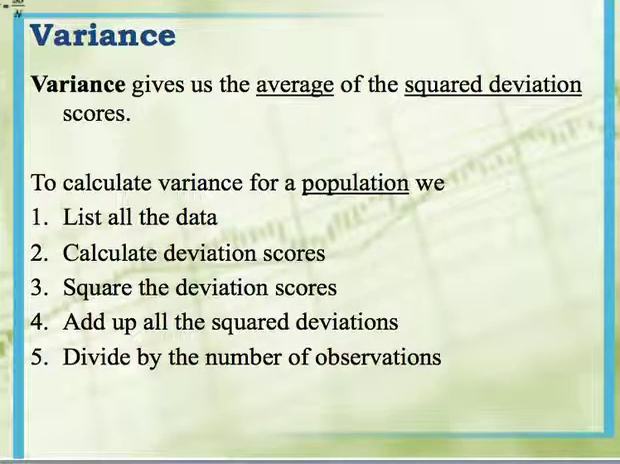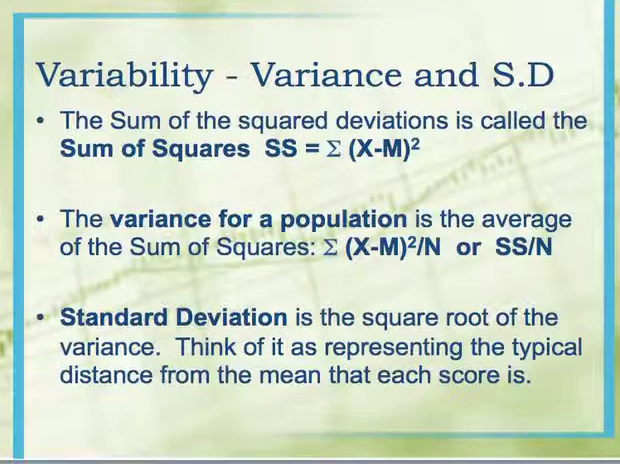So the steps are: list all your data, not in a frequency table. So if I have 2 5s, I write 5, 5. If I have 3 4s, 4, 4, 4, and so on. I calculate my deviation scores, first by calculating the mean and then subtracting it. Then I square my deviation scores. I add up my squared deviations, and then I divide by the number of observations that I have, if I'm doing this for a population.